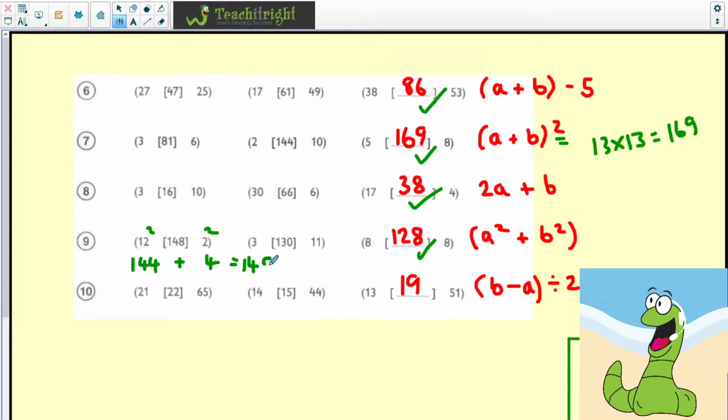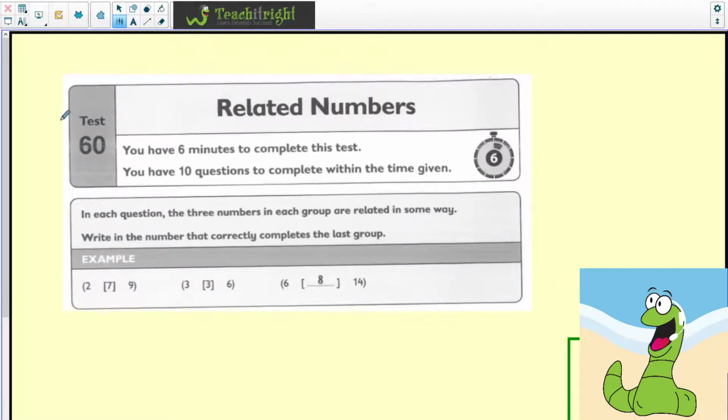It's all about, often with these, knowing your times tables really well as well. 19, so that was b take away a, and then divide by 2. So we're going to have a look at the last section. So let's go and see where we need to go here. We now need to go to test 60.